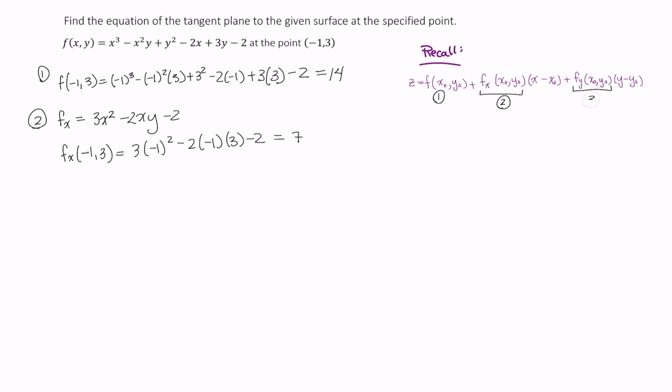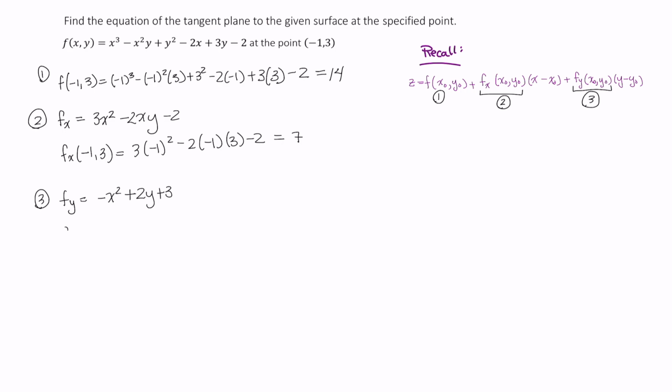Okay, now let's work out this portion by first finding the partial derivative of f with respect to y. So x cubed is treated as constant, so it vanishes in this derivative. The derivative of negative x squared y with respect to y is just negative x squared. The derivative of y squared with respect to y is 2y. Negative 2x will vanish, as will negative 2. Both of these are treated as constants. And then the derivative of 3y with respect to y is 3.